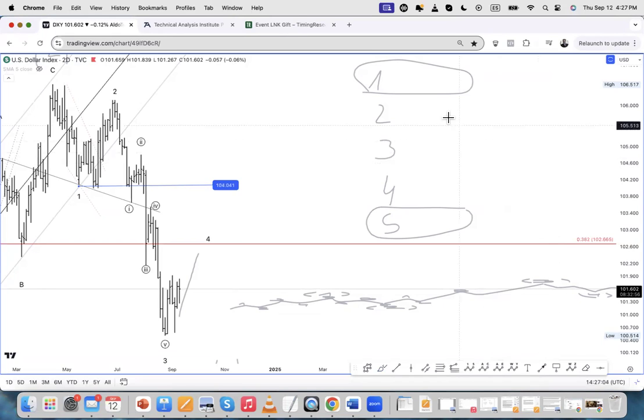And what are the rules? Wave 2 can never travel more than 100% the distance traveled by wave 1. Wave 3 can never be the shortest. It doesn't have to be the longest, but it can never be the shortest. And then finally, wave 4 can never end in the price territory of wave 1.